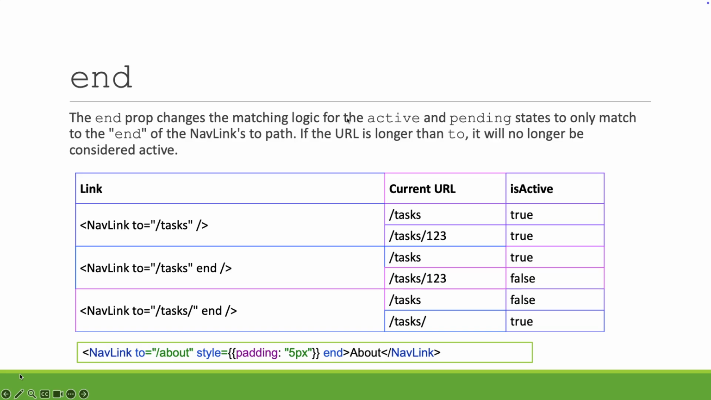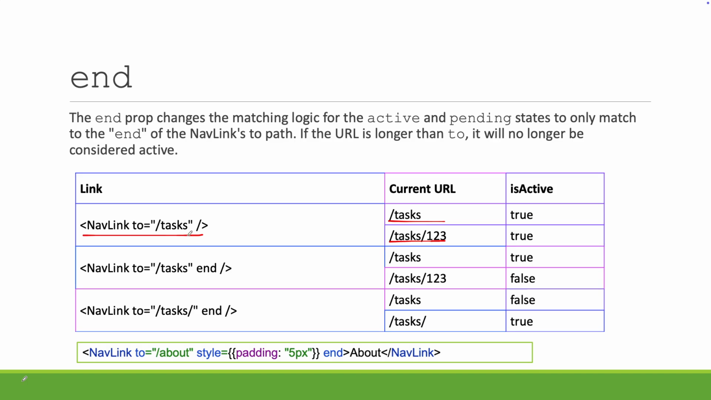It changes the matching logic for active and pending state to only match the end of the nav link's path. If the URL is longer than that, it will no longer be considered active. Suppose my NavLink to /task is configured this way, without the end. If I use /task, it's going to be true, which means you will see active, and /task/123 will also be true.